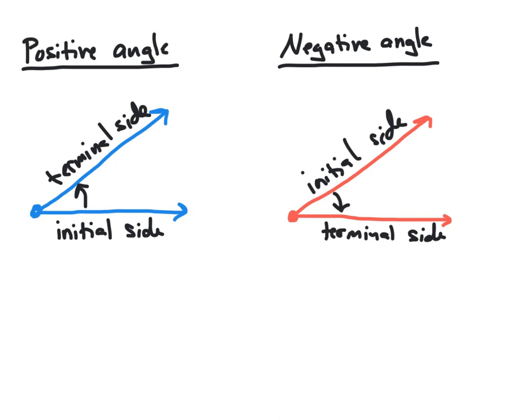On the other hand, the negative angle has an initial side that is the one pointing somewhat upward, and that initial side is rotated clockwise to hit the terminal side of that angle. And that rotation is indicated as well by the arrow. In this case, the arrow is pointing in the clockwise direction.